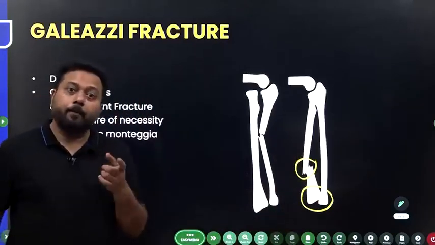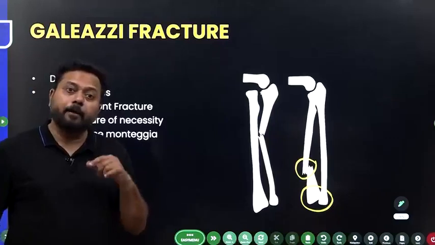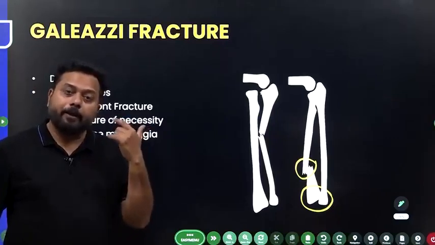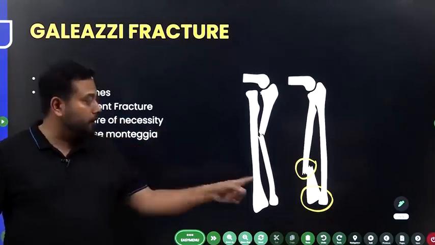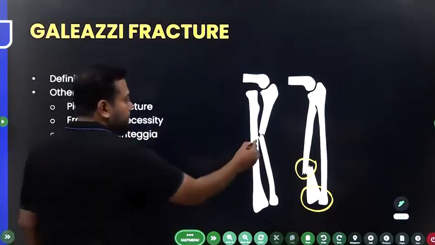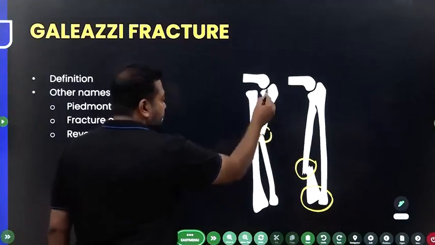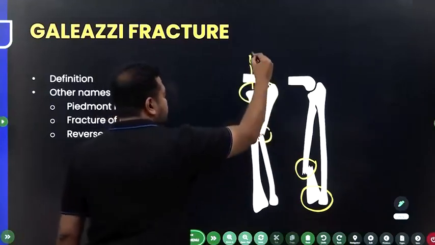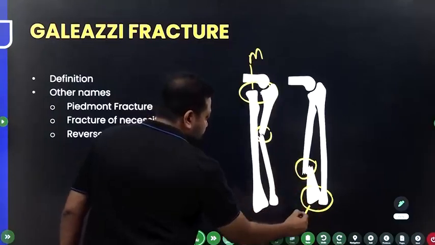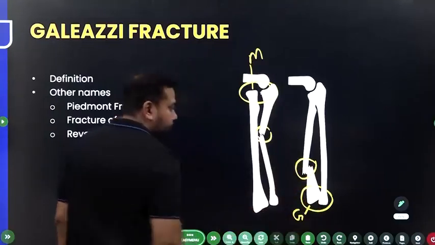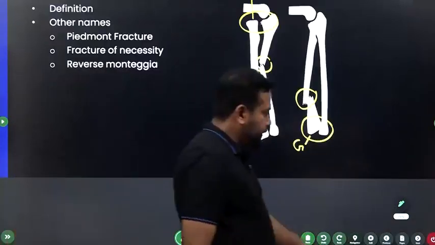What is Monteggia? Proximal ulnar fracture with radial head dislocation. Galeazzi is distal radial fracture with distal radioulnar subluxation. See, this is Monteggia: proximal ulna with radial head subluxation. Distal radius with distal radioulnar subluxation is Galeazzi fracture. Okay, so this is the difference.